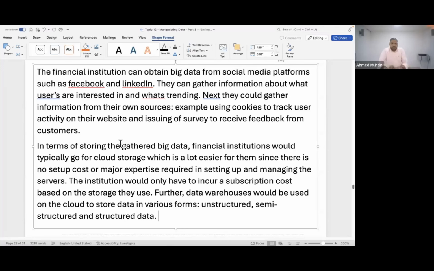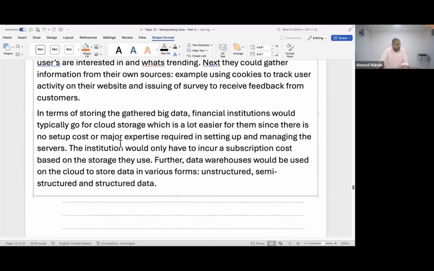But why would they go for cloud storage? It's accessible from any device at any location. Backing up of data is automatically done, so the institution doesn't have to worry about it. And then when it comes to using it, how would they use it? They would use the past data to understand what has happened.